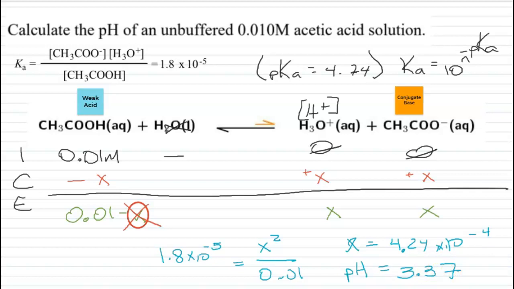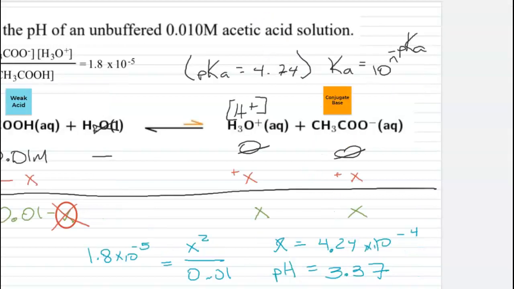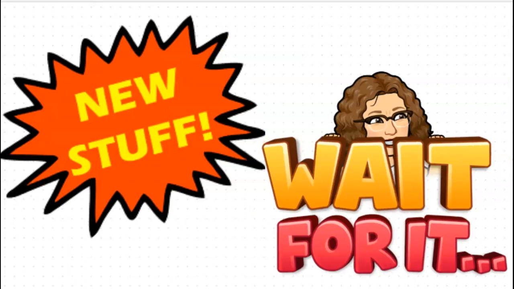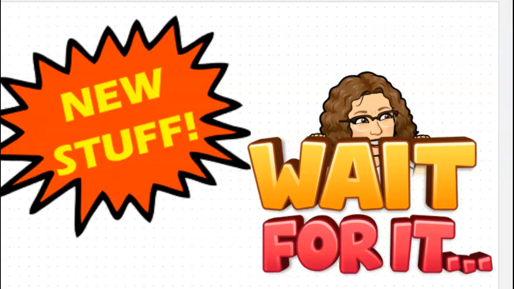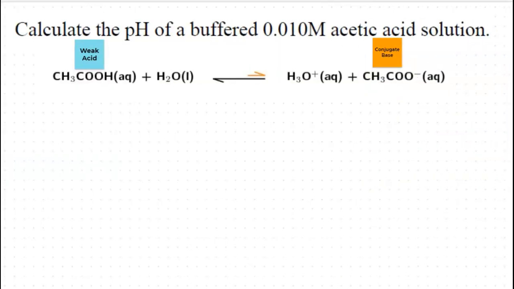That's all review. We've done those before, and you were very proficient, very good at those. Now let's look at how things change if we have a buffered solution. So this is the new stuff. So be sure you pause, go back over the review if you need it, and then jump forward for the new stuff. Now we're going to calculate the pH of a buffered 0.01 solution.